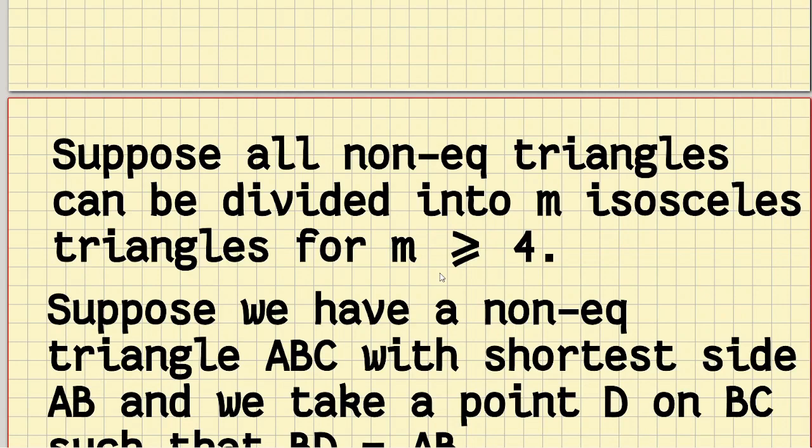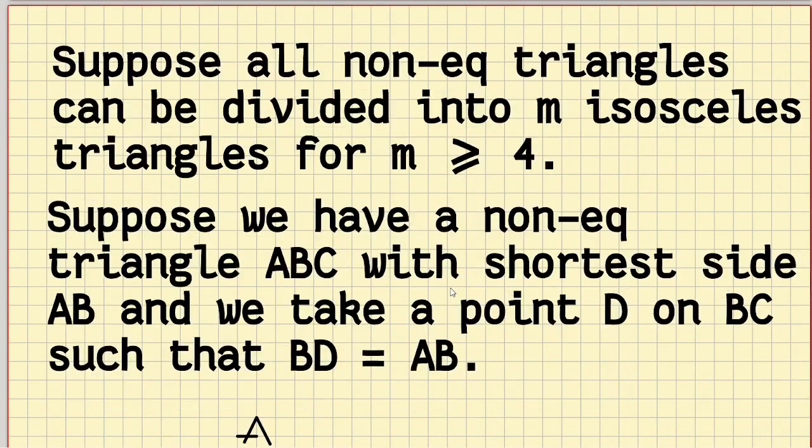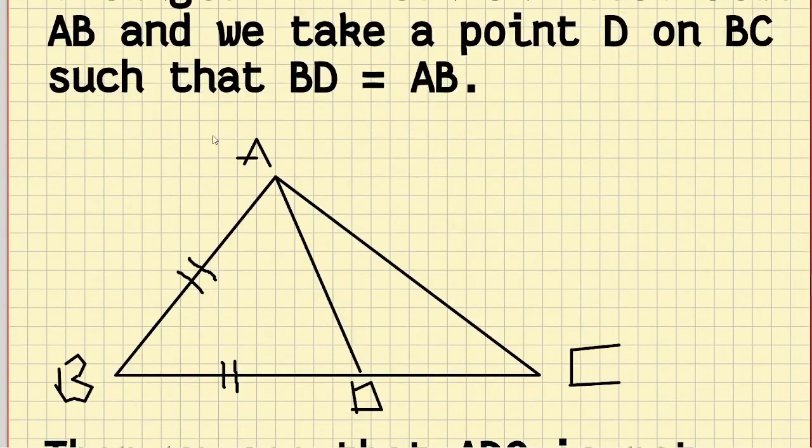And if I have a non-equilateral triangle ABC with shortest side AB, and a shortest side has to exist, which is obvious, and we take a point D on BC such that BD equals AB. See, I have this triangle which is non-equilateral, and I try to find a point D here such that BD equals AB. So hopefully this has been clear. Why does this have to be true? Since AB is the shortest side, I can take any length equal to AB in BC.